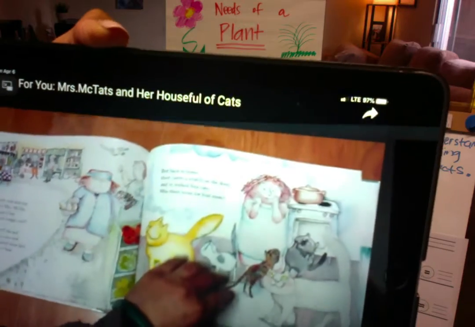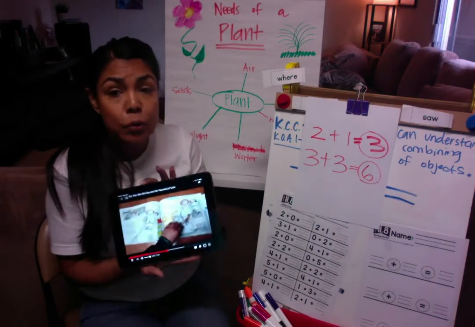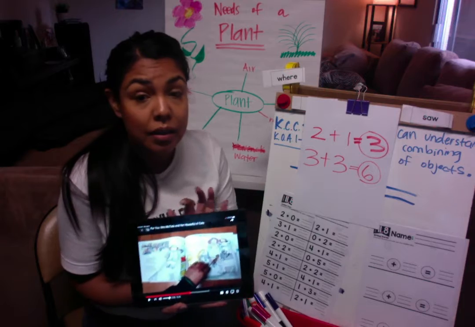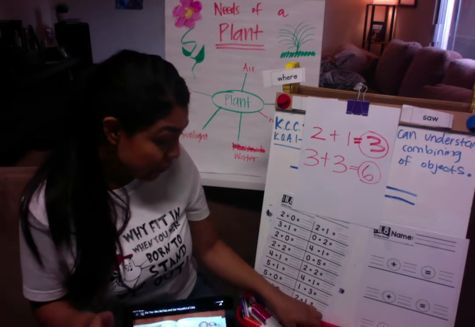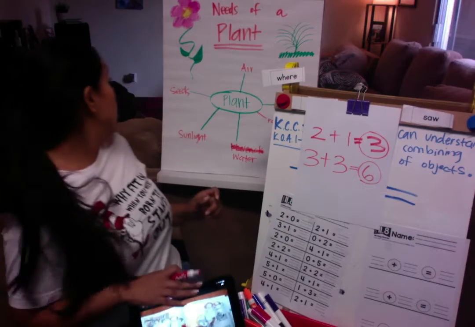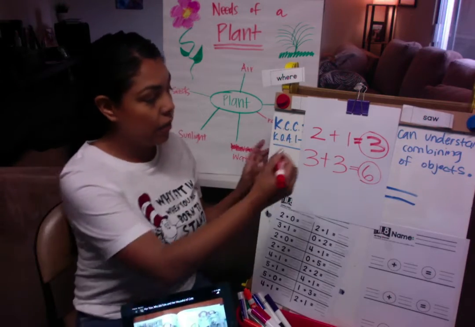4 more cats, boys and girls. Do we have room for 4 more? That equals 10. Let's see. Okay, well, let's check it out. We know that we have how many right now?